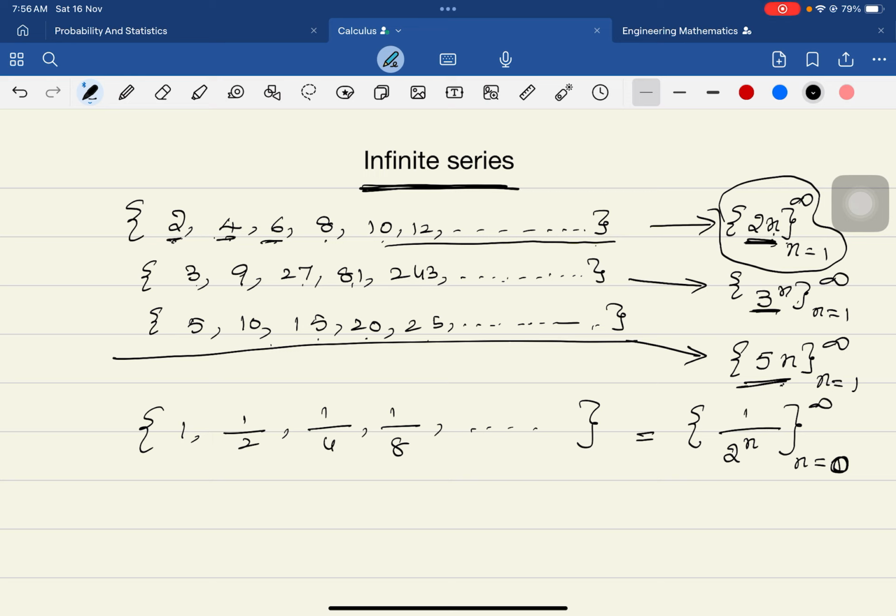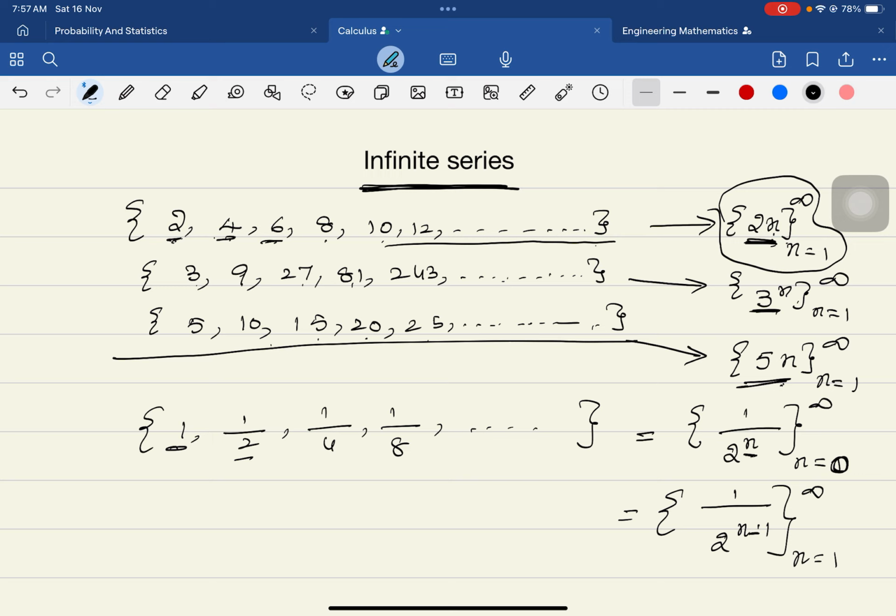Because when you put n as 0, I get 2 power 0 is 1, and 1 is 1. And when I put n is 1, I get the second number. When I put n is 2, then it is the third number. Suppose if you want to start, we cannot say the zeroth number, right? So I write this as 1 over 2 power n minus 1, and I can start with n is equal to 1 to infinity. I hope you could understand.